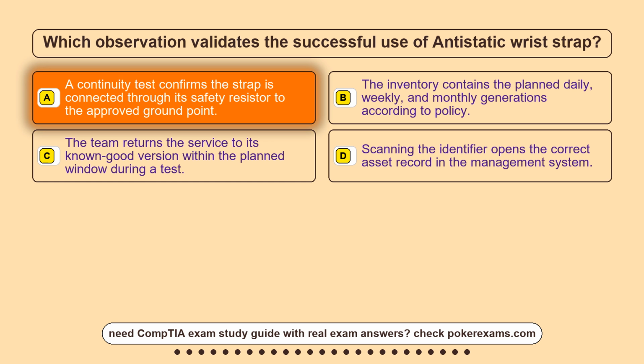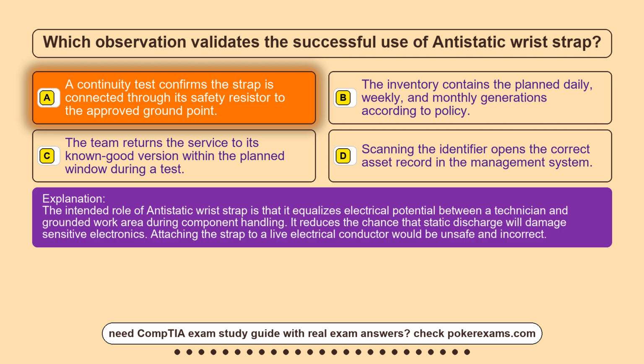The correct answer is option A. A continuity test confirms the strap is connected through its safety resistor to the approved ground point. The intended role of anti-static wrist strap is that it equalizes electrical potential between a technician and grounded work area during component handling. It reduces the chance that static discharge will damage sensitive electronics. Attaching the strap to a live electrical conductor would be unsafe and incorrect.